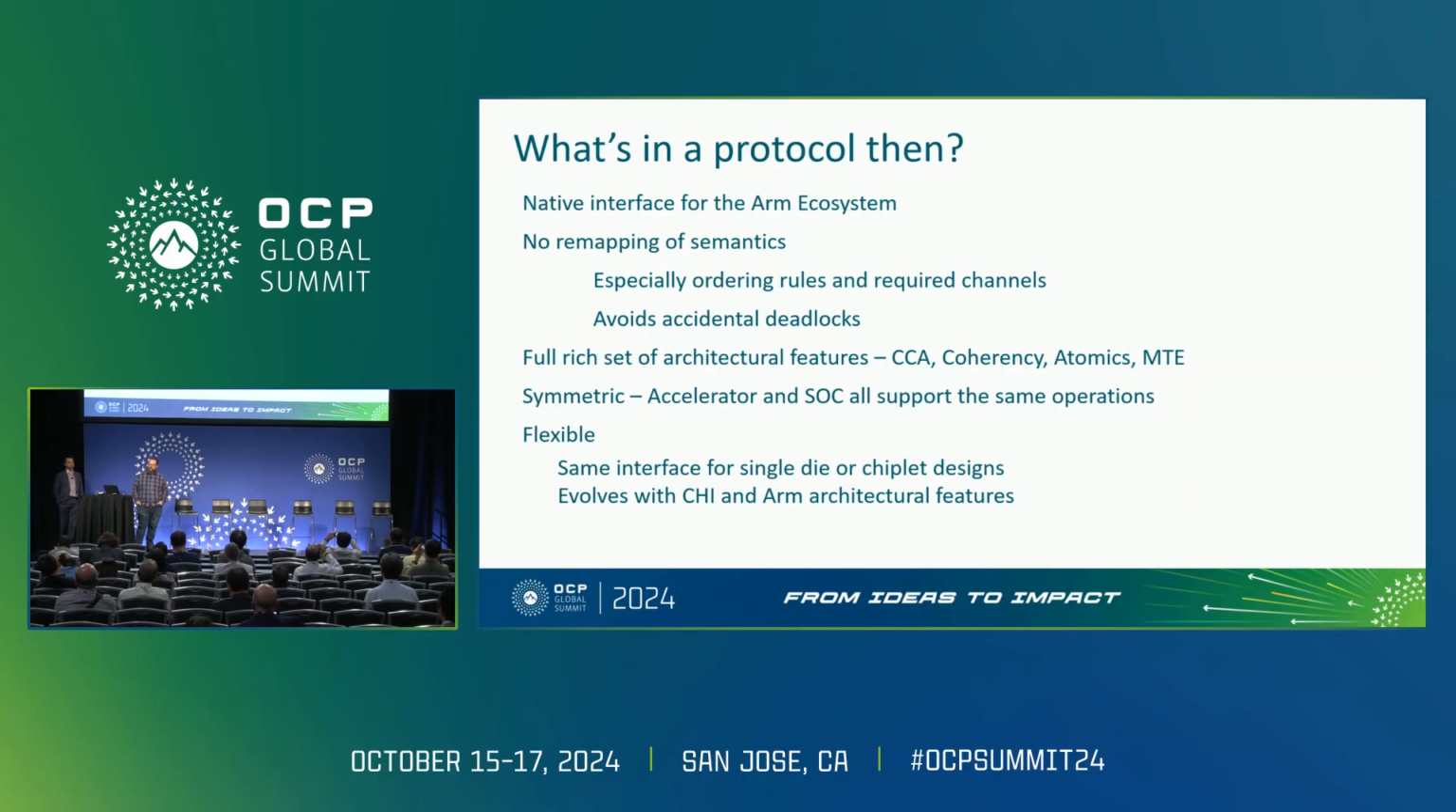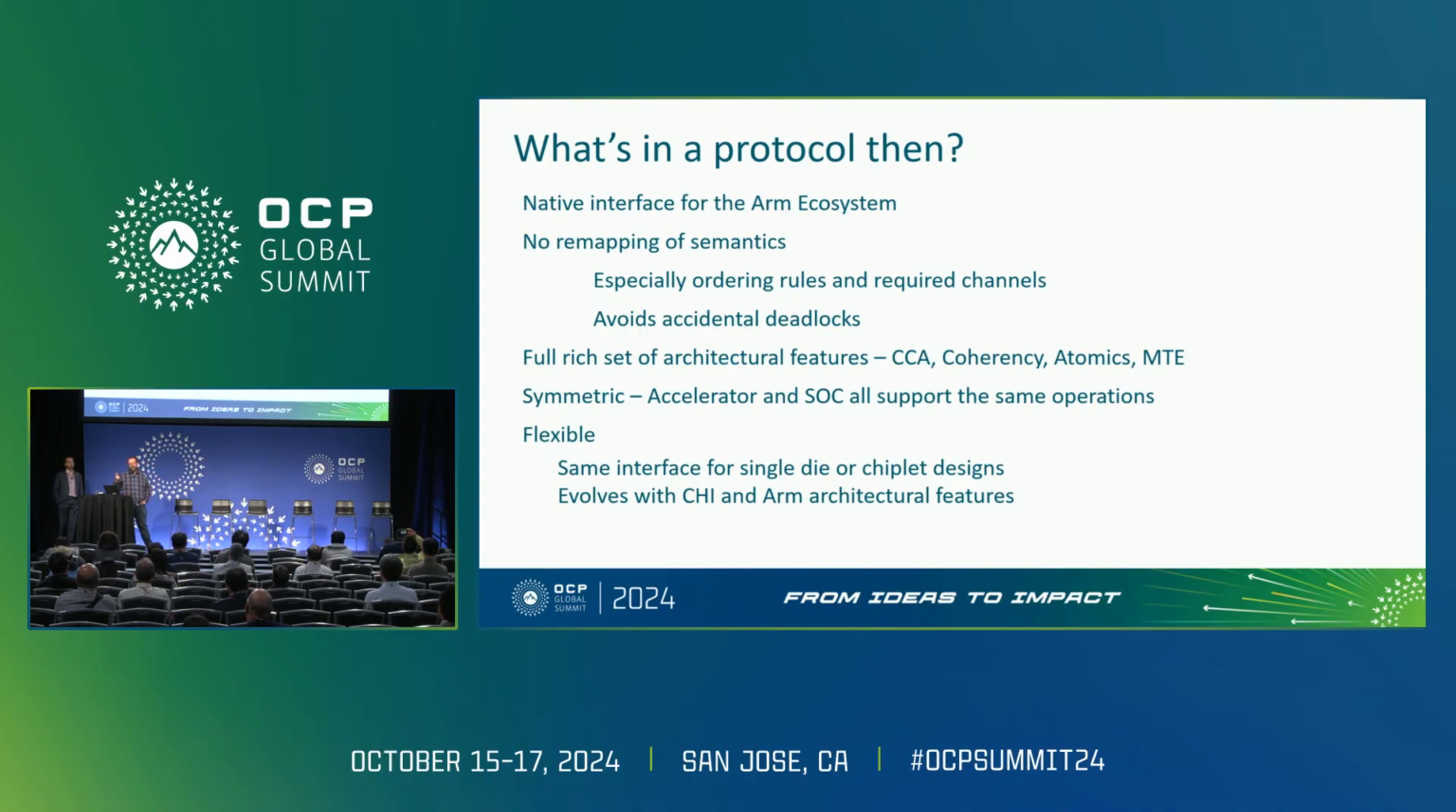So really, when you think about it, what goes into a protocol, right? And why would you want to pick something like Arm CHI chip to chip? I talked about some of the other things like defining your accelerator architecture, but the value here is that this is a native interface for the Arm ecosystem and a lot of the chip ecosystems. There's no remapping here. You don't have to change your semantics. There's not a different ordering rule or something different you have to do. Both sides, if you want to be able to speak this, just have the right mechanisms.